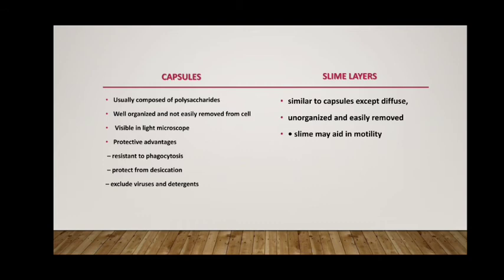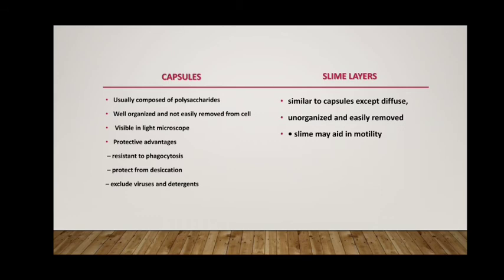Capsules are clearly visible in the light microscope when negatively stained. Although capsules are not required for growth and reproduction in laboratory cultures, they do confer several advantages when prokaryotes grow in their normal habitat. They help pathogenic bacteria resist phagocytosis by host phagocytes. They protect the cell from desiccation and also exclude viruses and detergents.